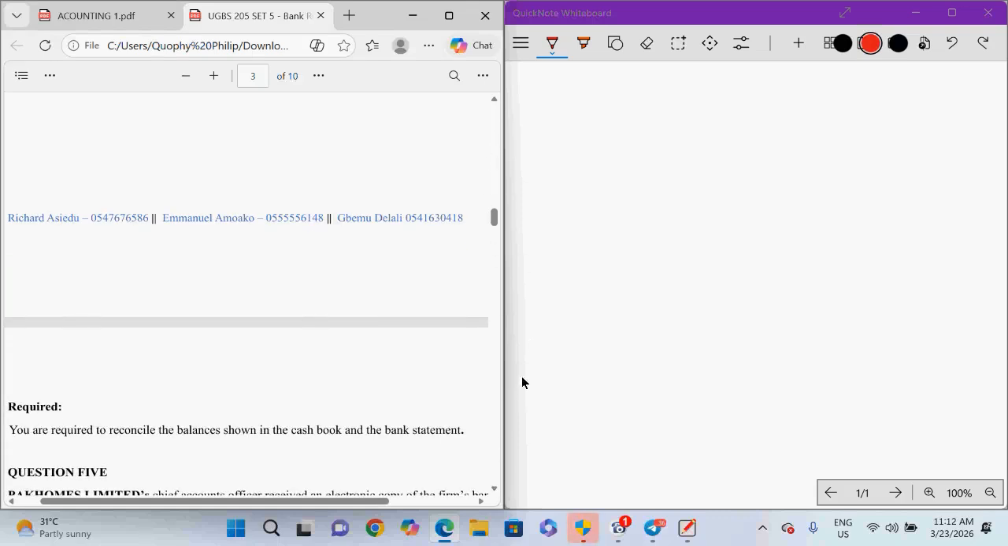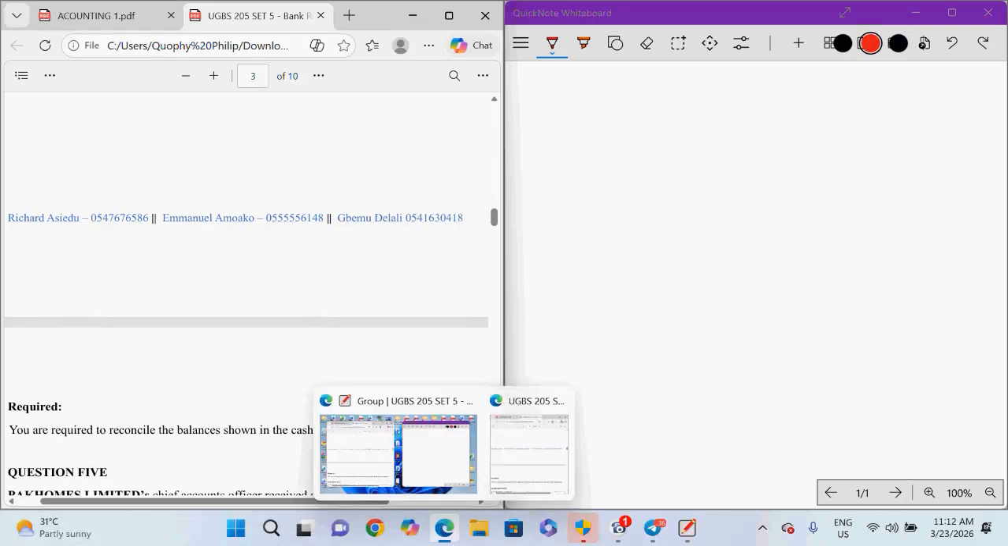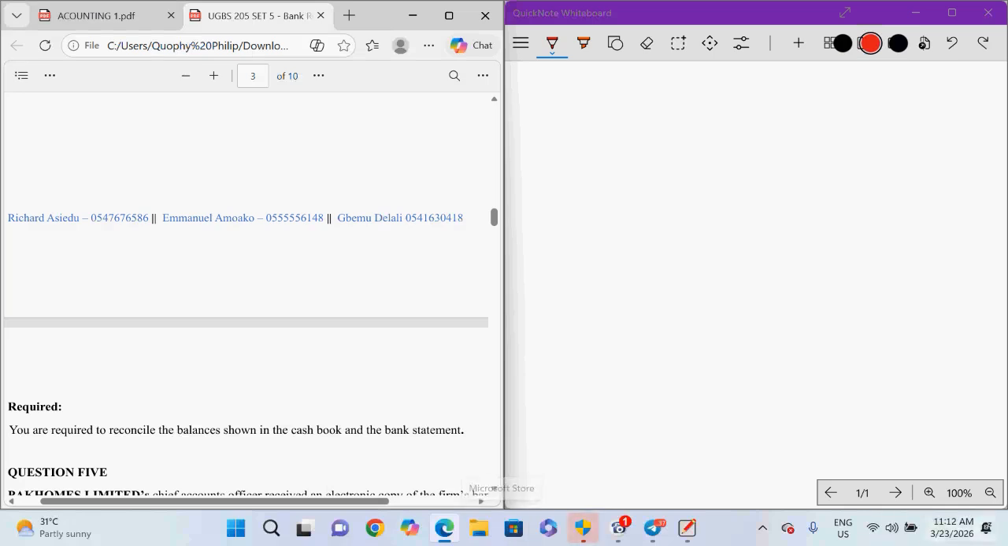Okay. Let's continue. Okay. Requirements. You are required to reconcile the balance shown in the cash book and the bank statement.